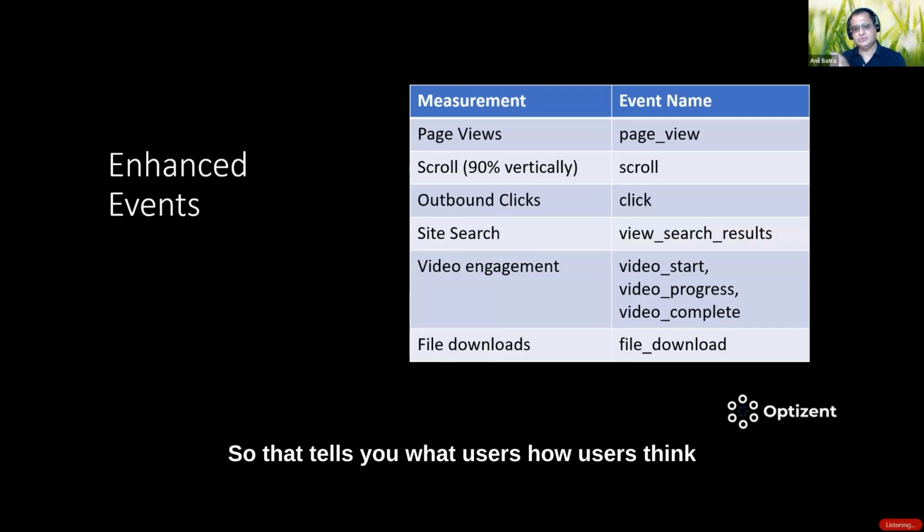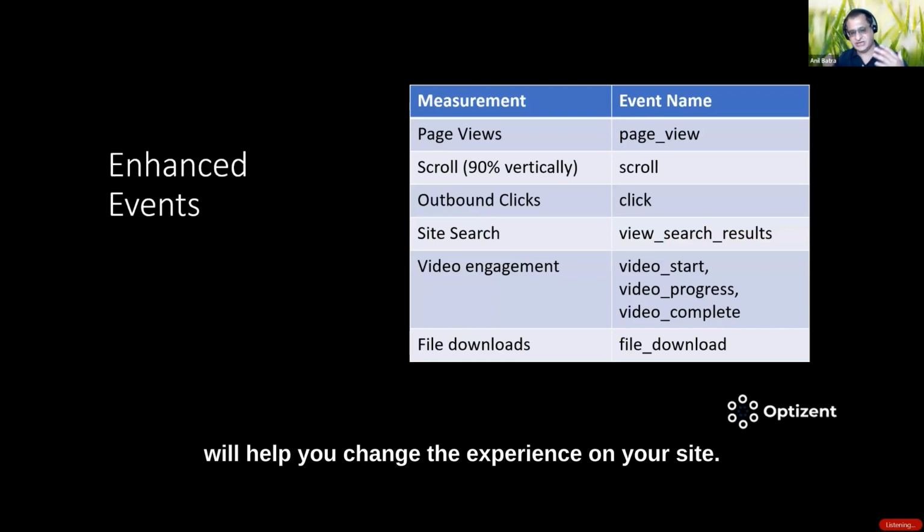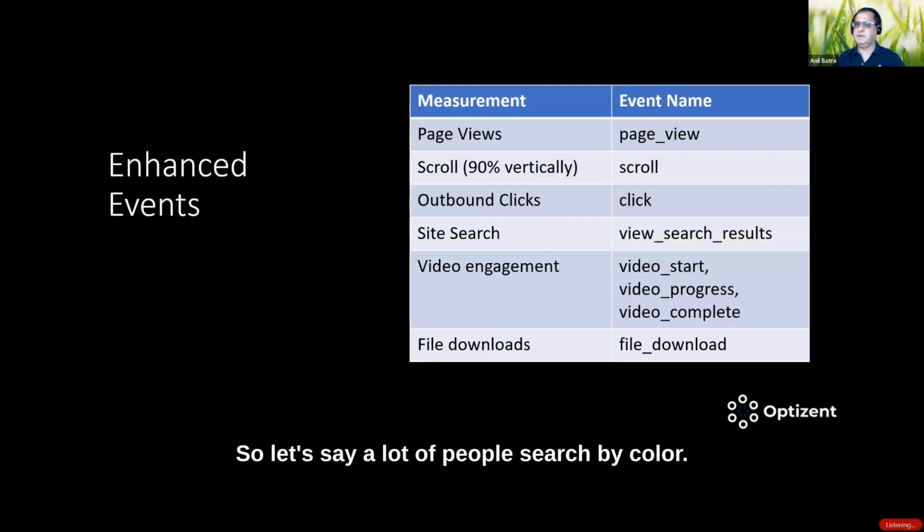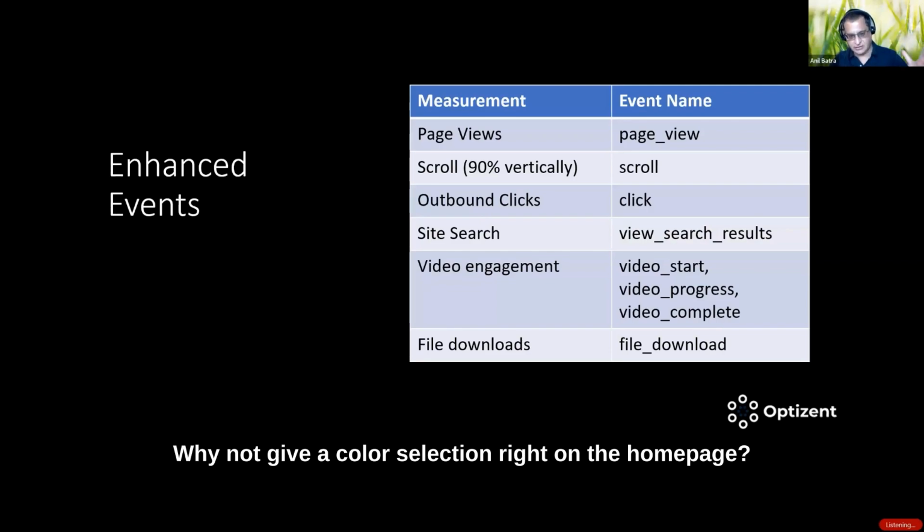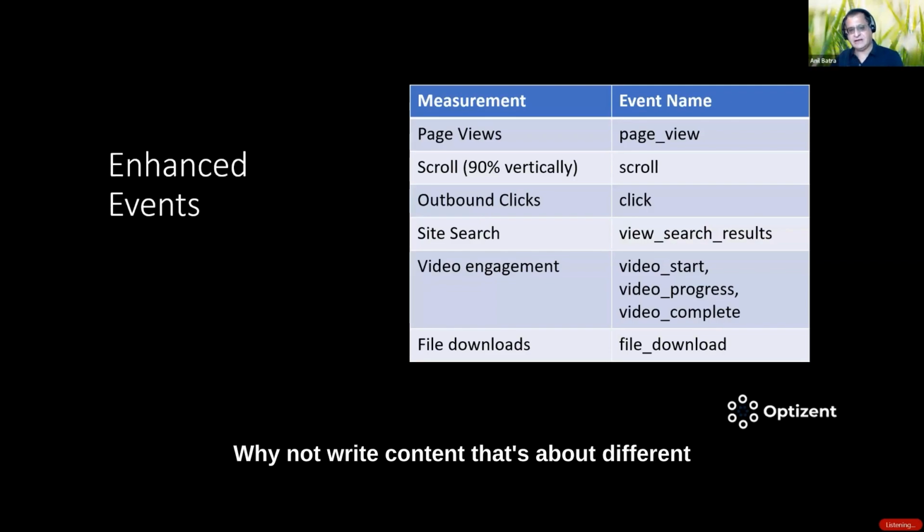So that tells you how users think when they land on your site, and which will help you change the experience on your site. So let's say a lot of people search by color. Why not give a color selection right on the homepage? Why not write content that's about different colors and how those colors of shoes work? If users are searching by the utility of the shoes, then you can go write content about those or change the experience based on what users are searching for.